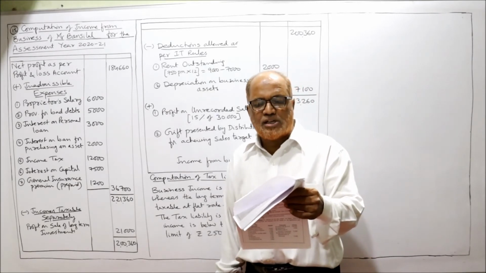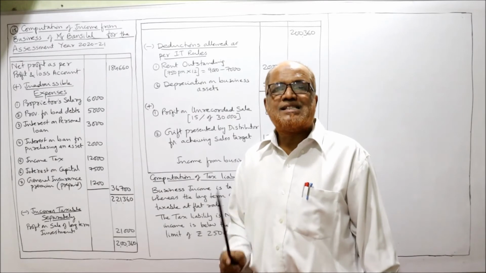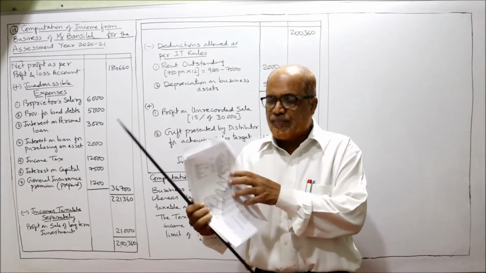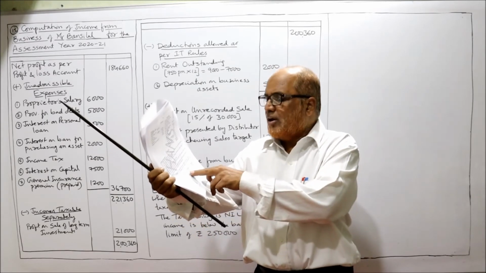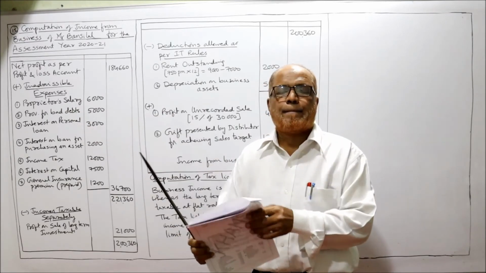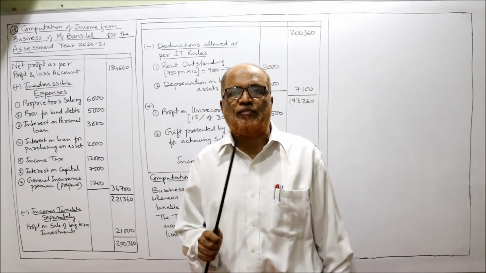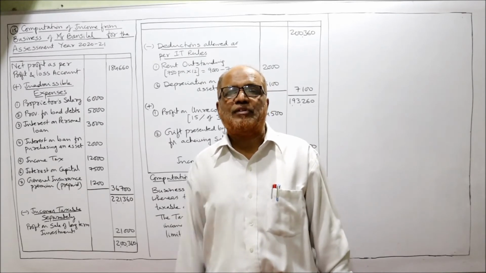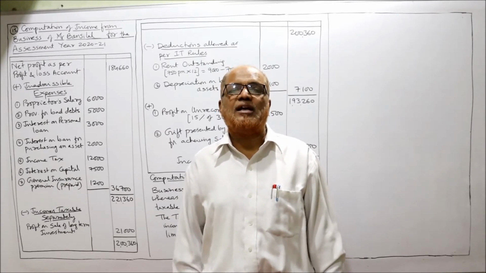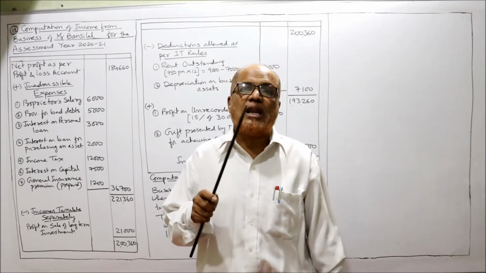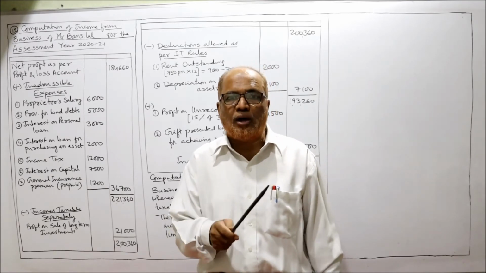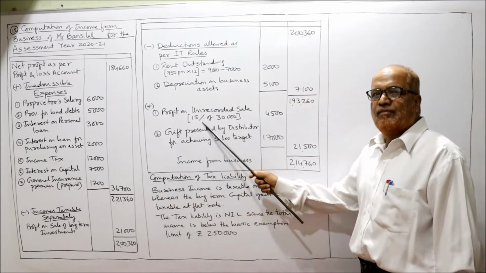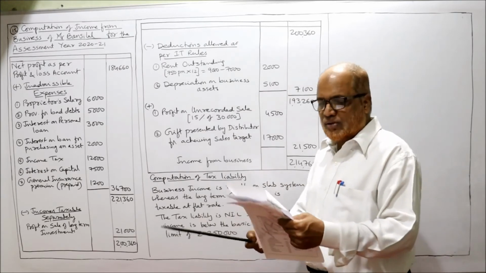A sale of 30,000 is not recorded in the books. What is the percentage of profit? Here in the profit and loss account it is given gross profit 15%. So unrecorded sales 30,000 into 15%, 4,500 is the profit on unrecorded sale. Profit on unrecorded sale will be added.